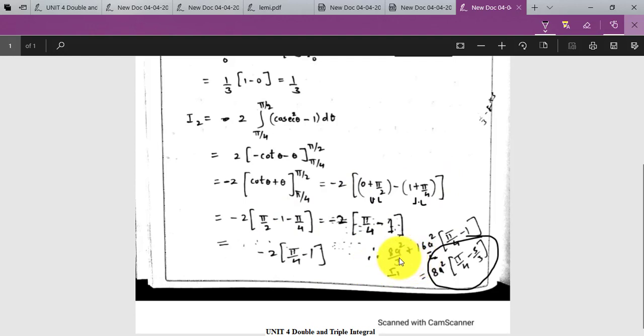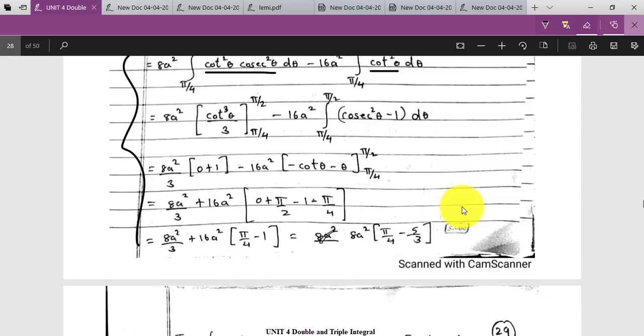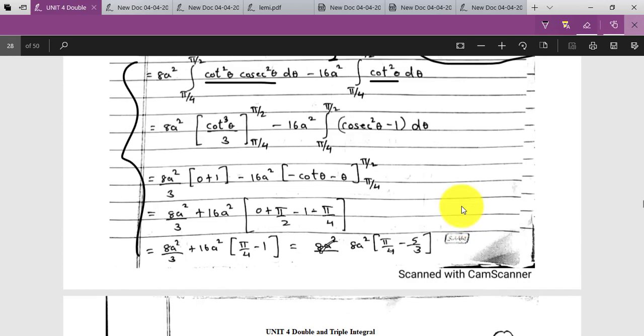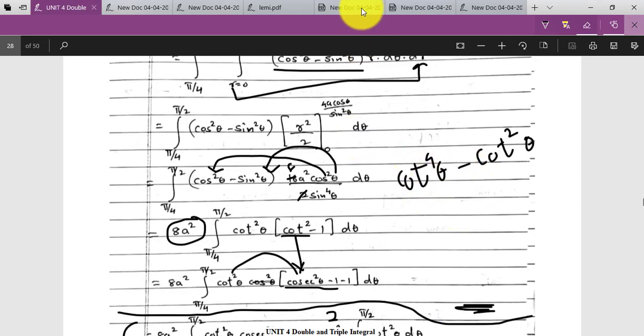On simplification, if you do the simplification till here also, it is okay. The rest of the part is easy, and this will be your answer, right? Okay, now let us move on to the next problem. I hope this problem is understood, right?